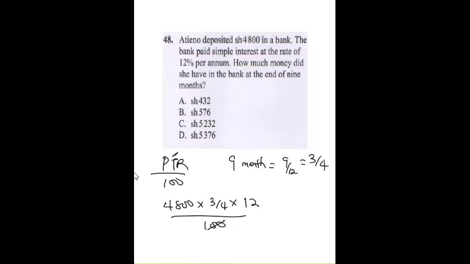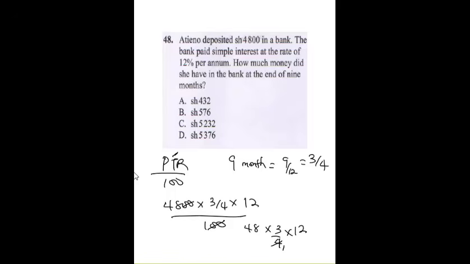Now if you are given the time as 9 months, all you need to do is convert 9 months into a year. So 9 months will be what? This will be 9 over 12, which will give you 3 over 4. So this will be the principal, that's 4,800, multiplied by 3 over 4, which is the time, times the rate, which is 12, all divided by 100. Now double 0 cancels double 0. So what we have here is 48 times 3 over 4 times 12.